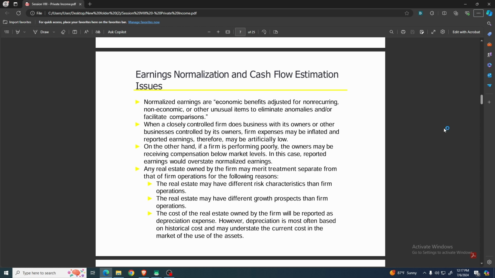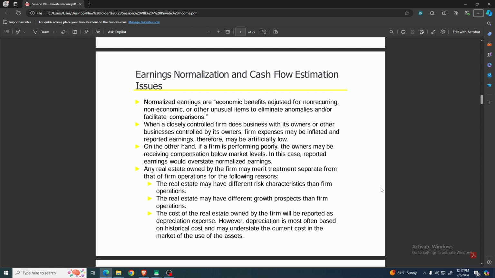And then we finally come to the real estate aspect and how earnings normalization applies to real estate, which is mostly held by private entities. Under this, we are going to focus on the separate real estate operations. Real estate owned by the firm often requires separate treatment due to its distinct risk characteristics and growth prospects compared to the firm's operations. Additionally, real estate is usually reported at depreciated historical cost, which may understate its current market value. So what is the reason for this separate treatment?